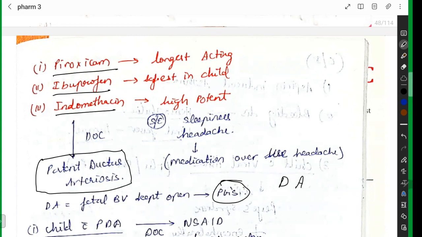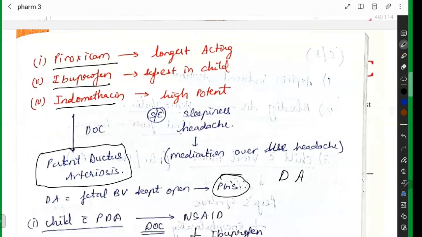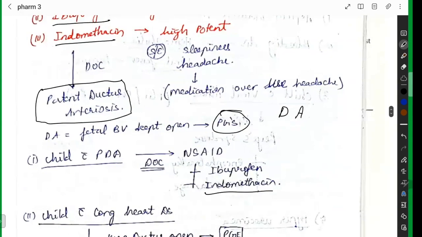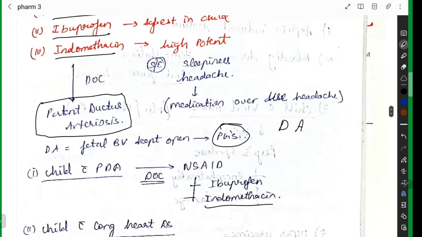Now, if your patient has a patent ductus arteriosus, what you have to do, after 1 or 2 months, is give an NSAID, especially ibuprofen and indomethacin. The drug of choice in a child with patent ductus arteriosus is ibuprofen and indomethacin. So this you have to remember.